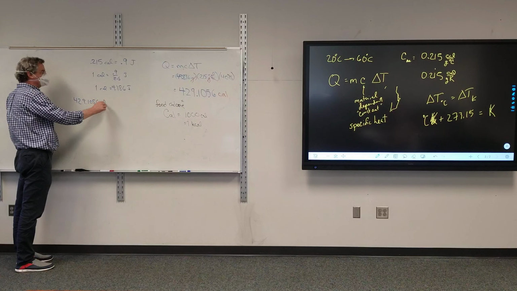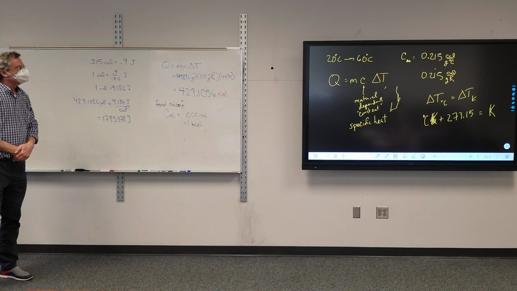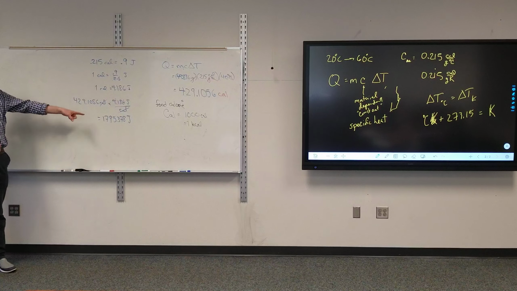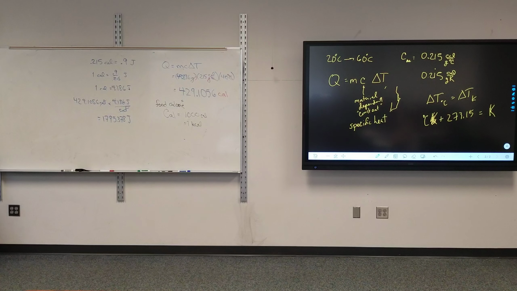That amount of energy raises the temperature of that 50 gram aluminum block, which is probably not very big, by 40 degrees Celsius. With that same amount of energy, I could lift a 1 kilogram mass roughly 179 meters into the air.